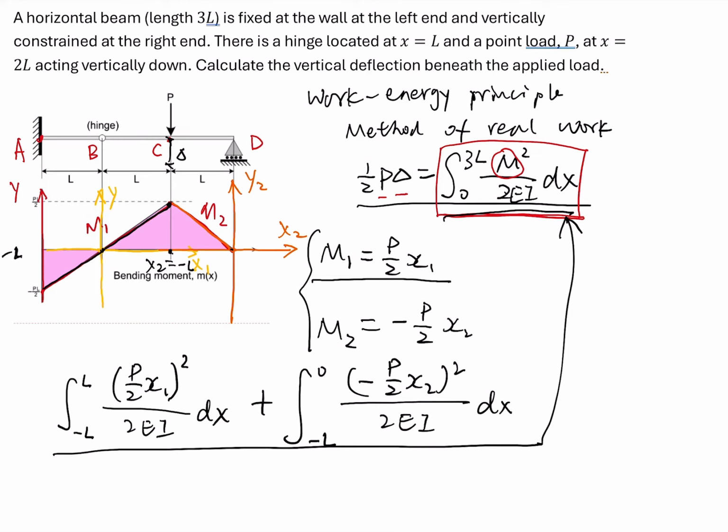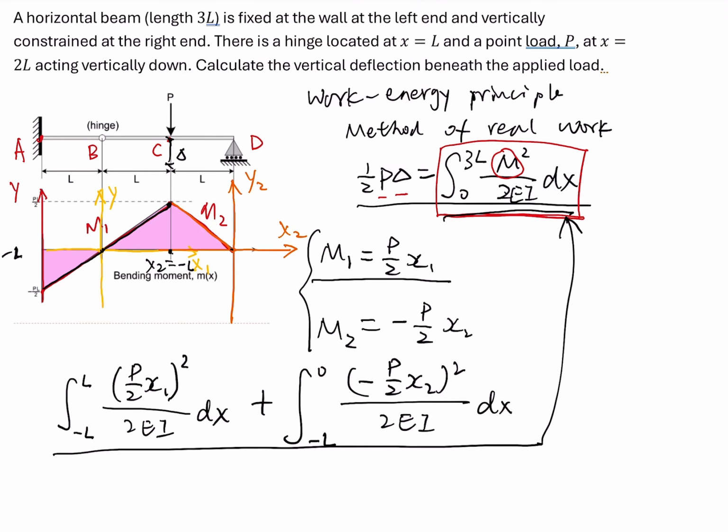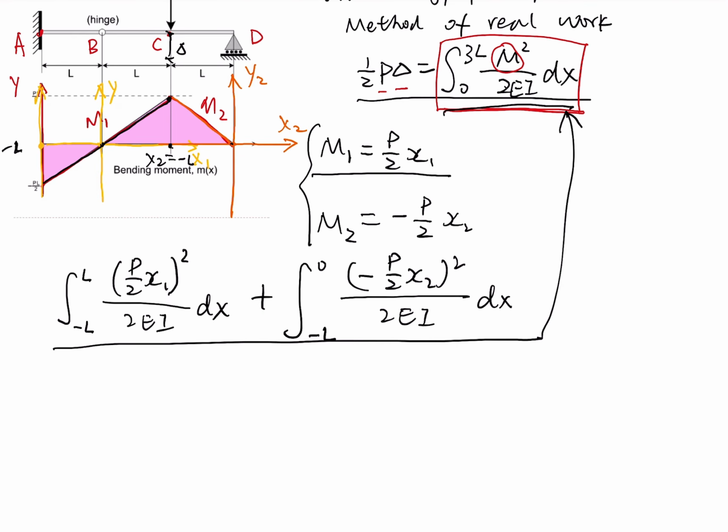Look here. In the original integral, x changes from 0 to 3L, and it was built from the coordinate system with its origin at this point. But now I changed to two separate coordinate systems and wrote down these two integrals. Now we need to evaluate these two integrals.